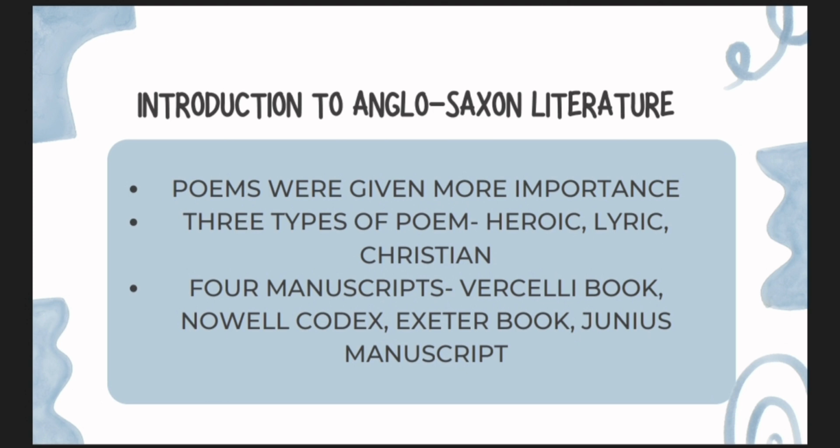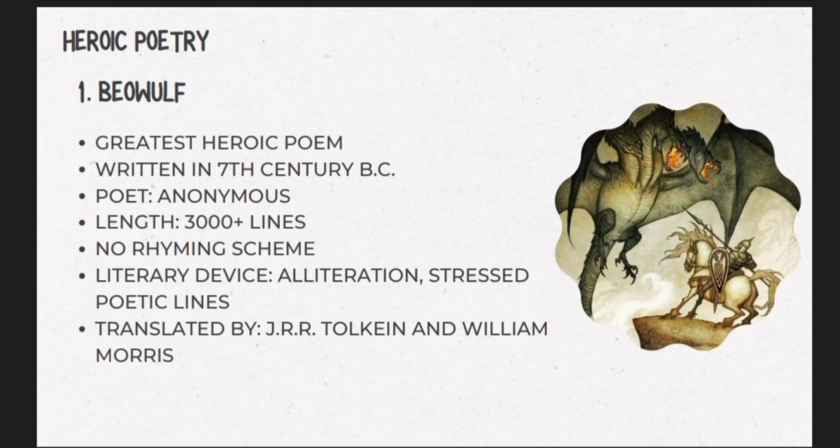Except for a few scattered poems, most of the English poetic material we possess were recorded in four manuscripts. So the four most important manuscripts of the Anglo-Saxon period were the Vercelli Book, Nowell Codex, Exeter Book, and Junius Manuscript, also known as the Caedmon Manuscript. So we'll be talking about the three types of poetry of the Anglo-Saxon literature. First is the heroic poetry.